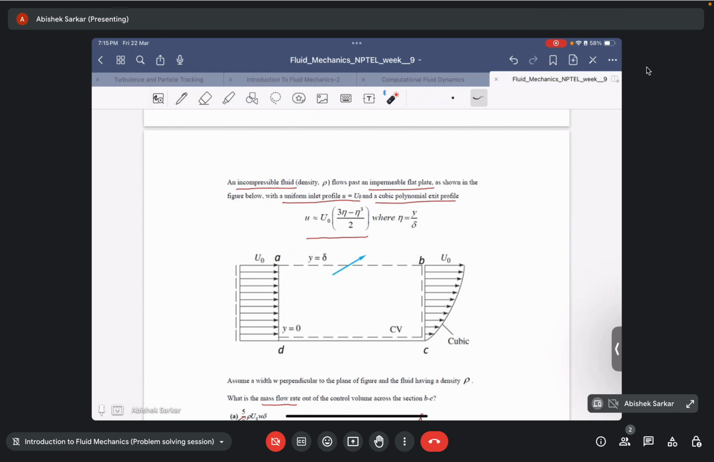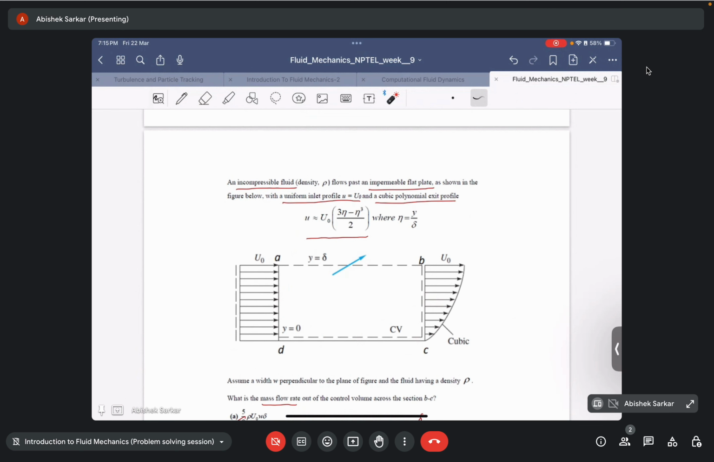So they've told us that the flow moves past an impermeable flat plate. So it basically means that there is no mass flux through this bottom surface. Since it is impermeable, mass enters this chosen control volume from AD and leaves through AB and BC.